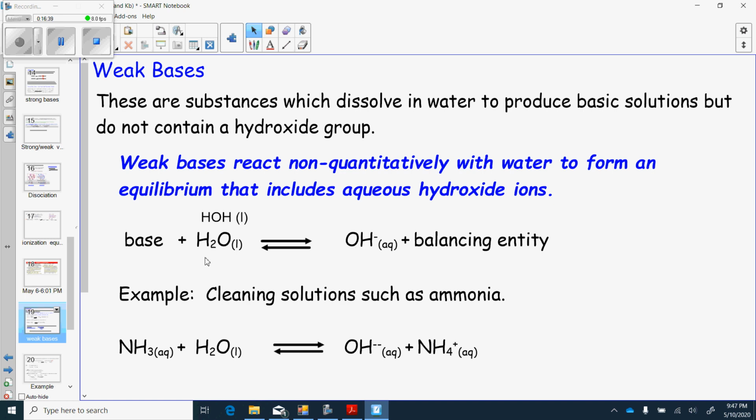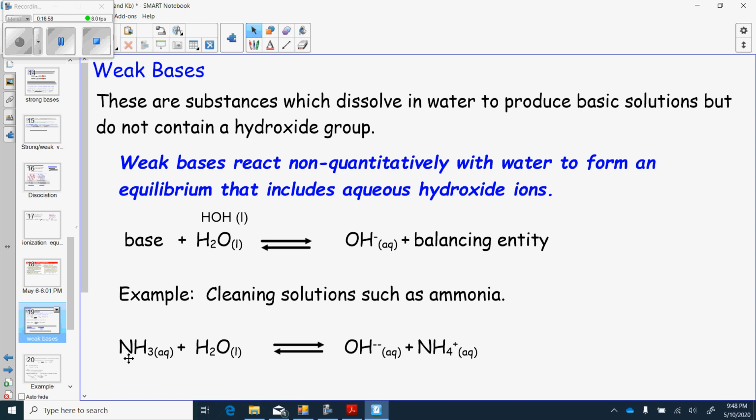Okay, so the base here is not going to give anything to water. A weak base actually takes something from water. It takes the H away from water, and therefore you're left with that OH. And we don't care how we got it, because now we can have a basic solution because there's more OH there than anything else. Okay?